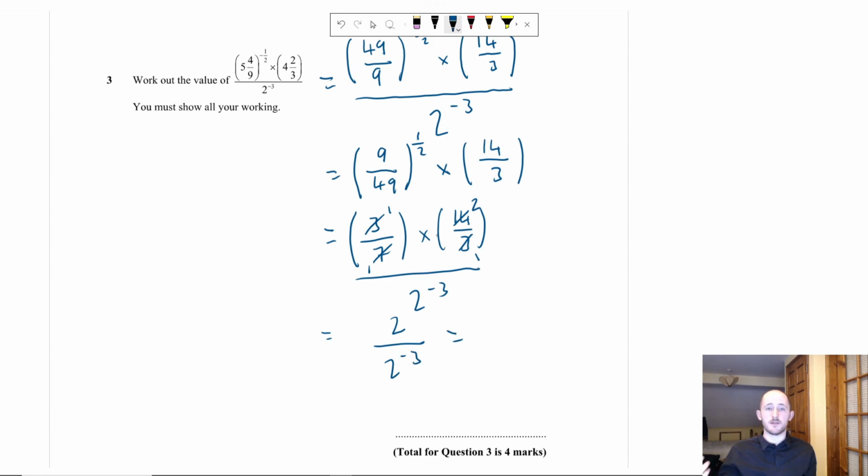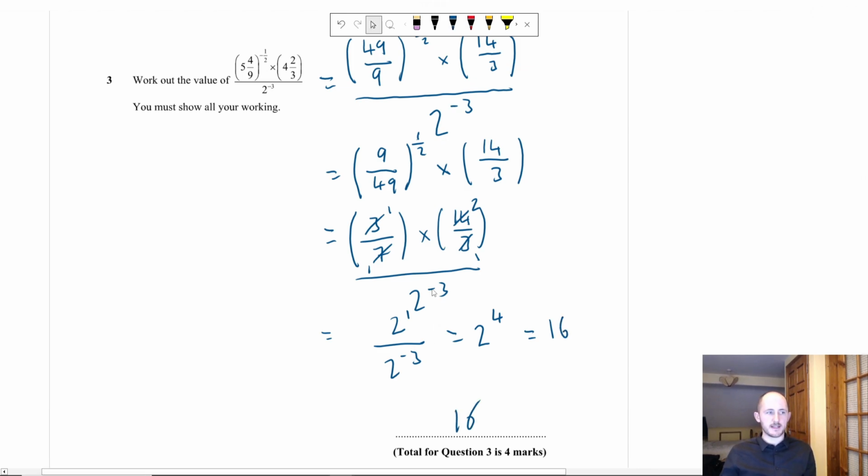And what happens when you divide two numbers with the indices? Well, this index is technically a 1. You subtract them. So it's 1 minus minus 3. So that's going to be 2 to the power of 4. And if you need to work out the exact value of that, that's going to be 2 times 2 times 2 times 2. 2 times 2 is 4. Times 2 again is 8, times 2 again is 16.